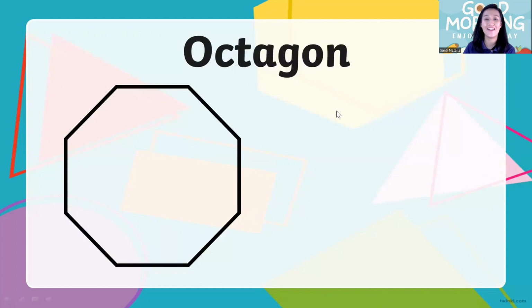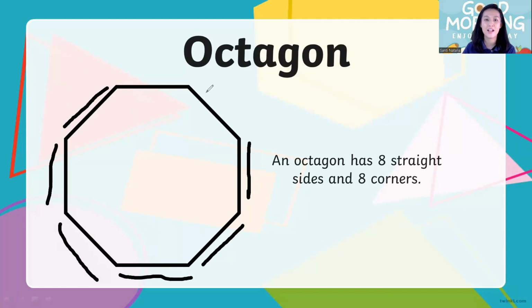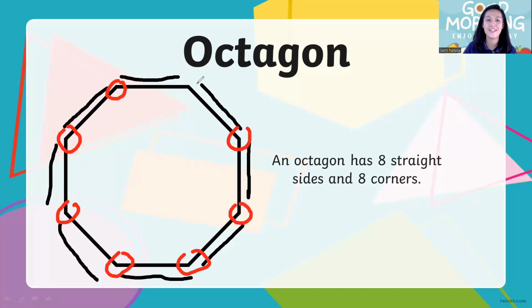Now I have octagon. Can you say octagon? An octagon has 8 straight sides and 8 corners. Let's count together, children. 1, 2, 3, 4, 5, 6, 7, 8. Yes, 8 straight sides and corners. 1, 2, 3, 4, 5, 6, 7, 8. 8 corners. Yes, this is an octagon.